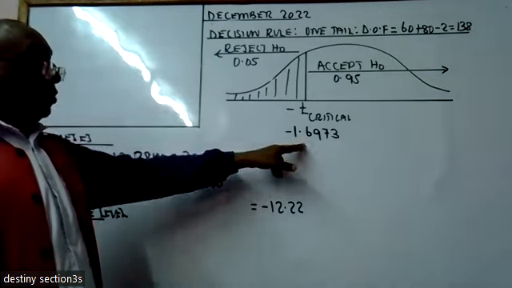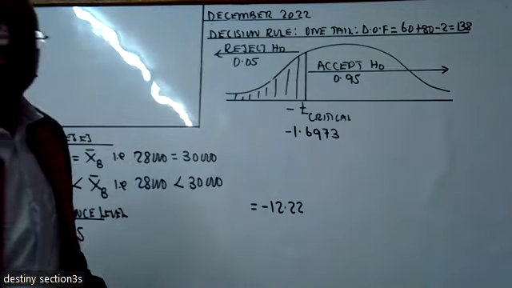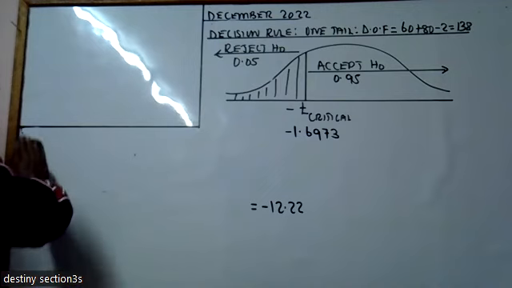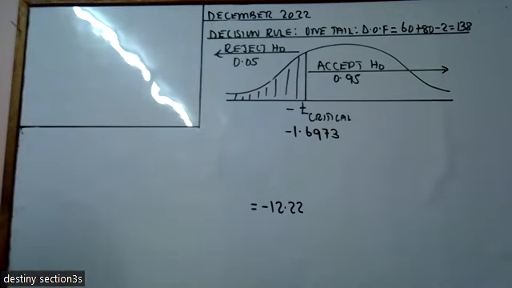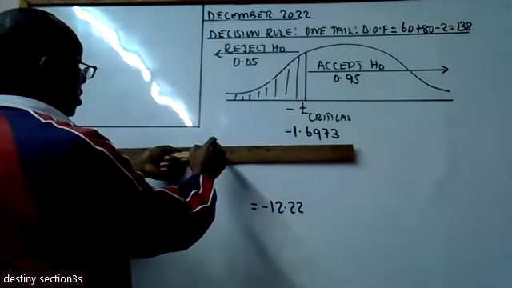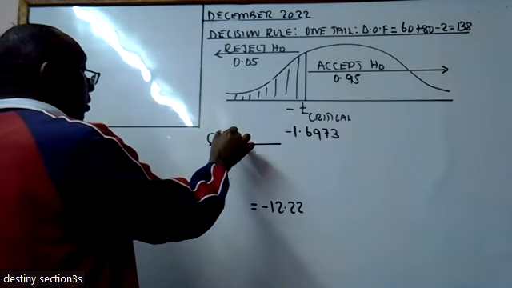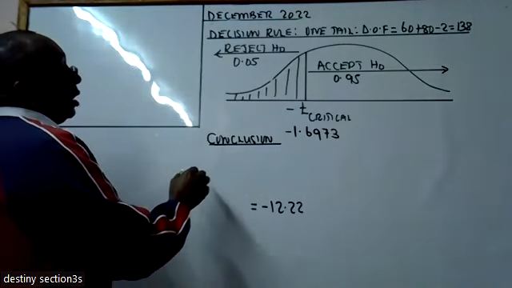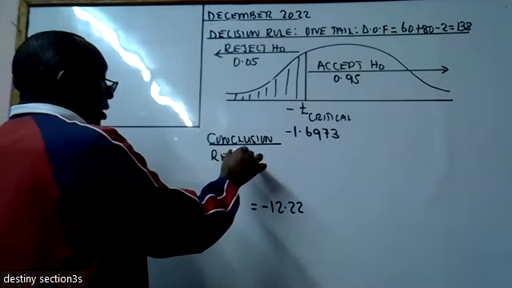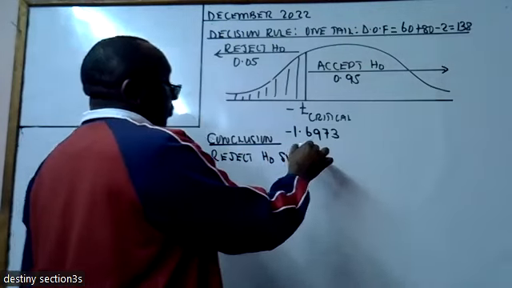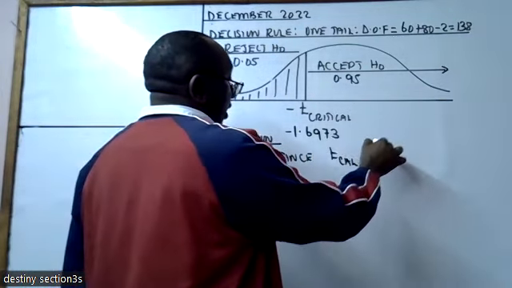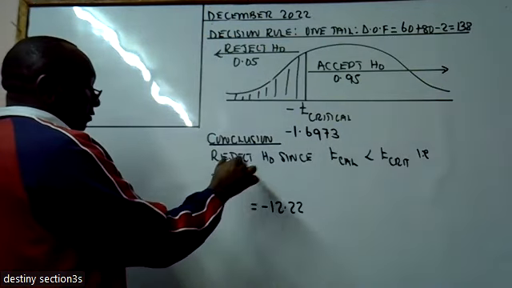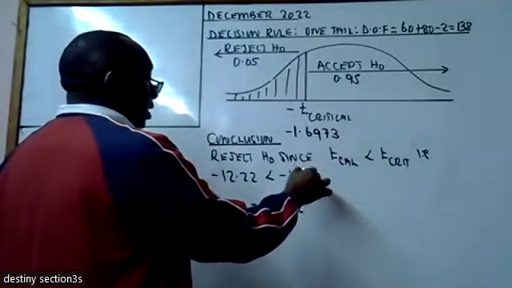So the value from the t-tables, we have gotten 1.6973. So we now make the conclusion. Conclusion, where we are going to say we need to reject the null hypothesis since T calculated is less than T critical. That is, -12.22 is less than -1.6973.